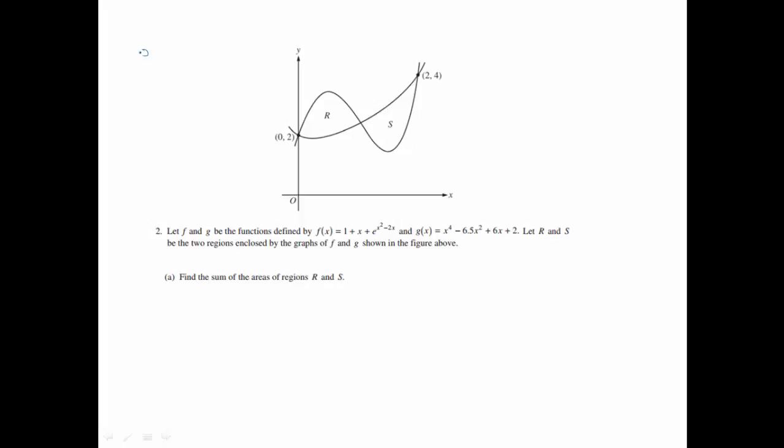Number 2, let f and g be the functions defined by f of x and g of x. Let r and s be the two regions enclosed by the graphs of f and g as shown in the figure above. Part A says to find the sum of the areas of regions r and s. So sum of the areas means we're going to find the area of r and find the area of s and add them together. So first thing I want to do is find this point of intersection.